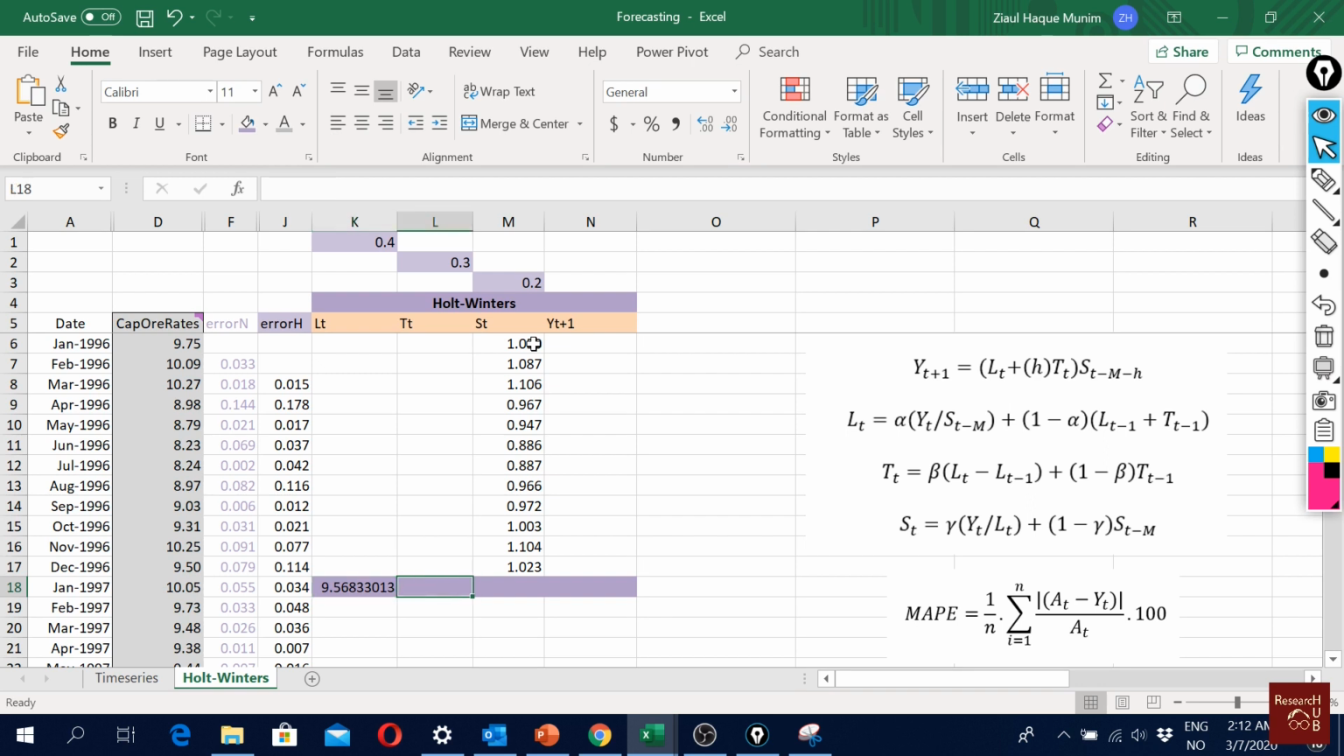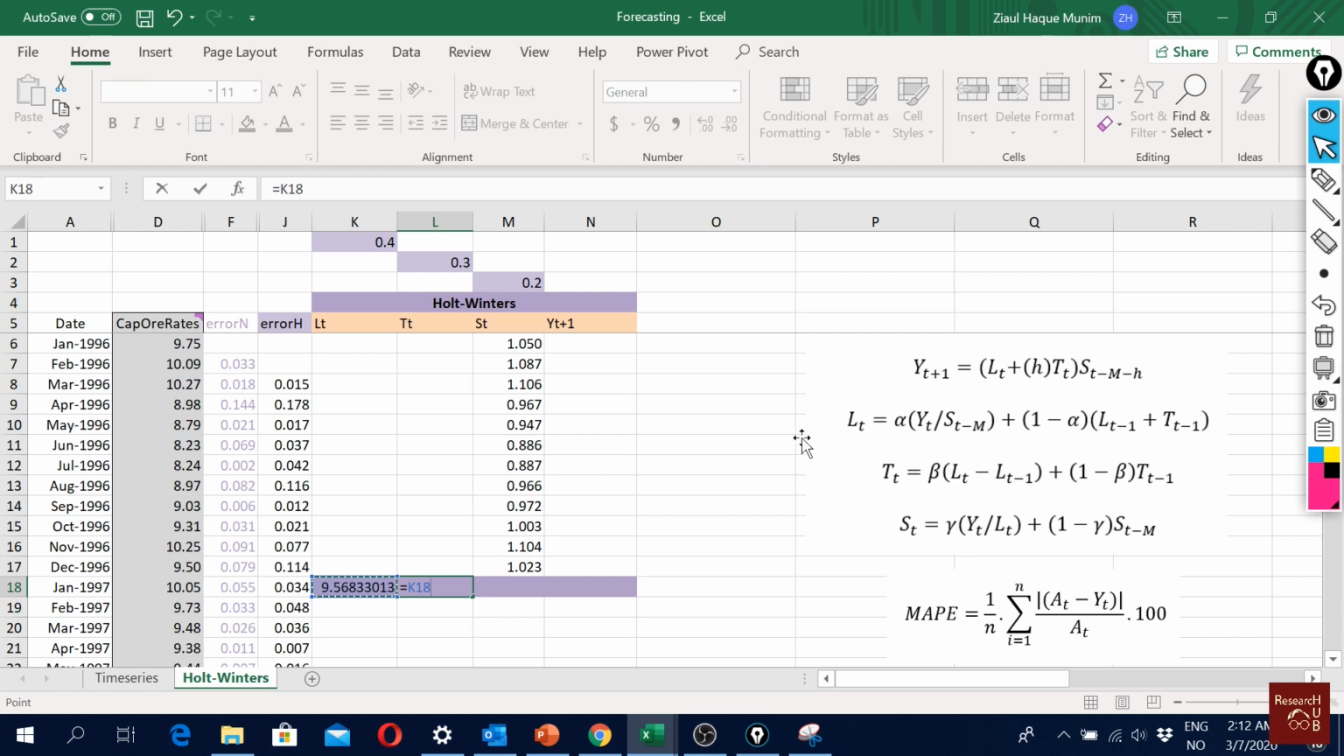And then to start off with TT, we will again use only the first part of this equation, LT minus 1. So how do we get LT? LT is already here, the same level, but we don't have the value of LT minus 1.